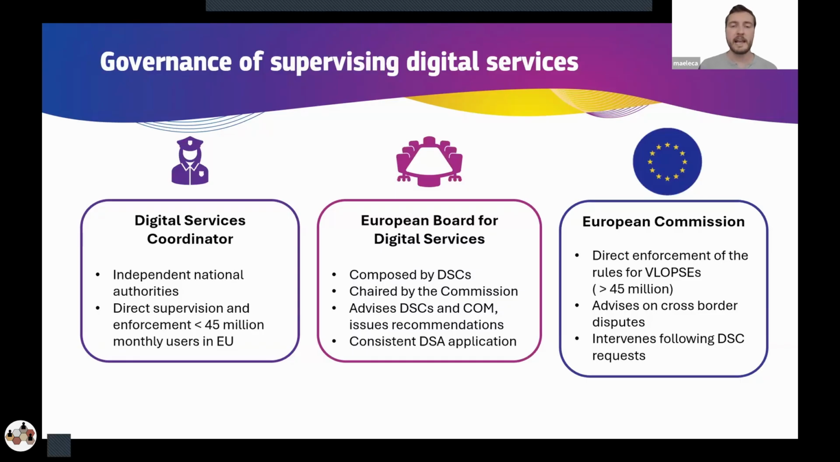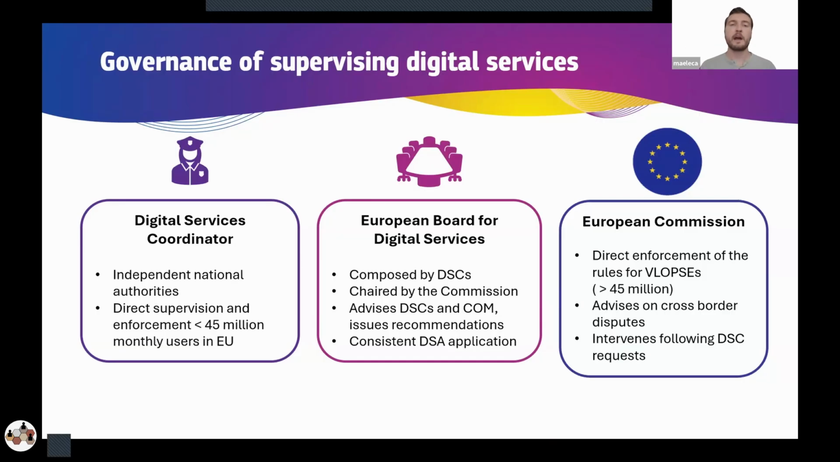Now, there are three main actors involved in the governance of supervising digital services under the DSA. The first one are the Digital Services Coordinators, or DSCs, as they're called. These are essentially independent national authorities who perform direct supervision and enforcement of the DSA's rules to platforms with less than 45 million monthly users in the EU. So this is a very critical distinction to keep in mind, that a platform has less than 45 million monthly users. If it has more, it's the European Commission who does the supervision and enforcement, but we'll get to that in a little bit.